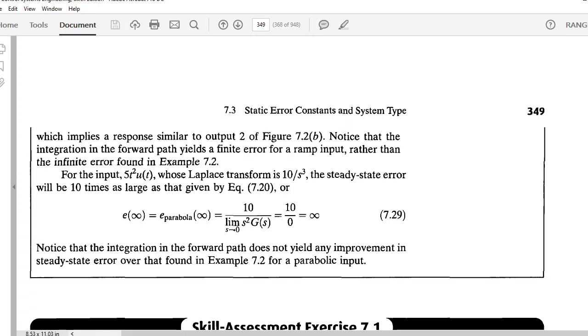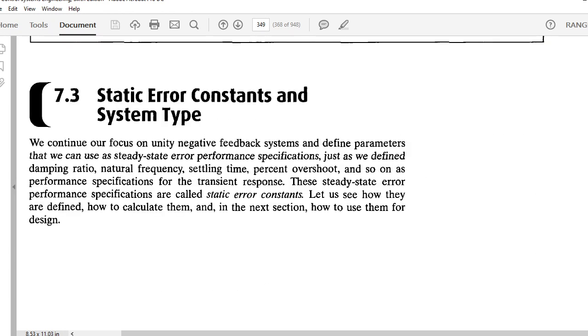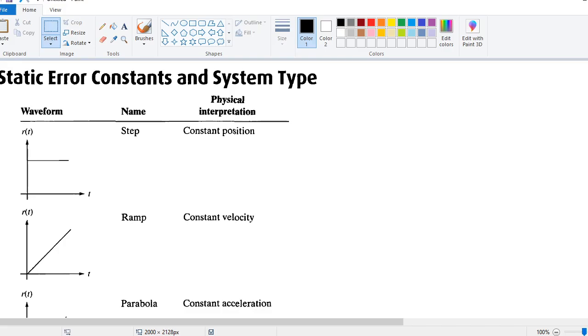Now we're going to continue with what we're going to be doing this week. The first of these is static error constants and system types. So this is where we are at this moment in class. There are two portions here, static error constants and system types. We are going to look at the first part, the static error constants. What are static error constants? Once you have identified those, then we'll go on to what is a system type.